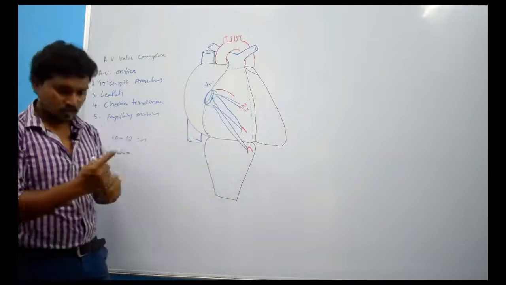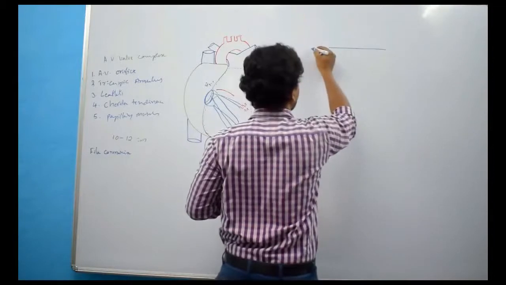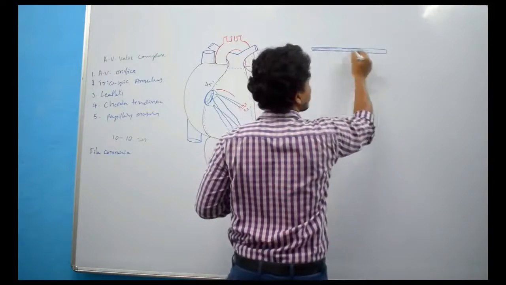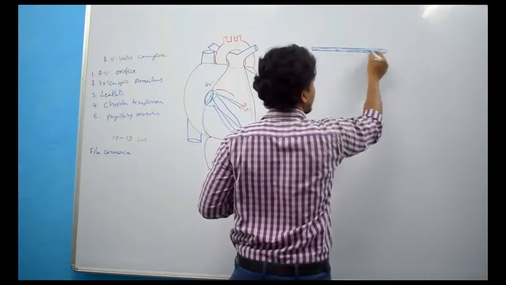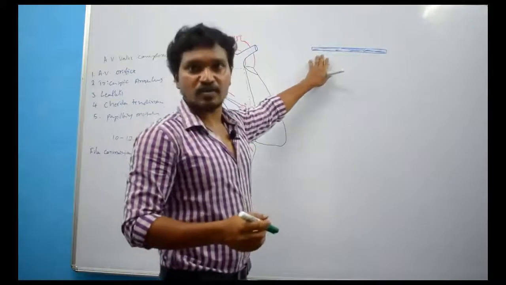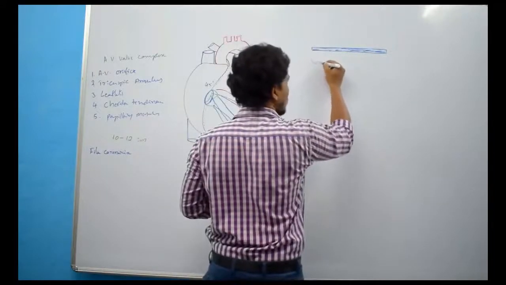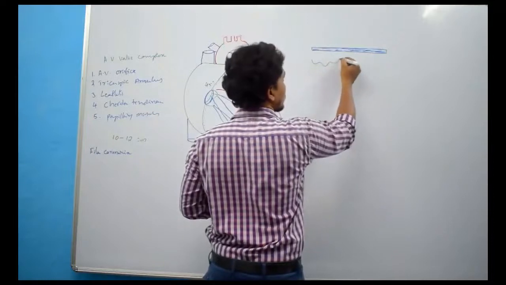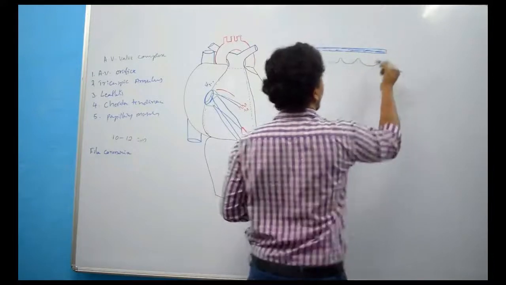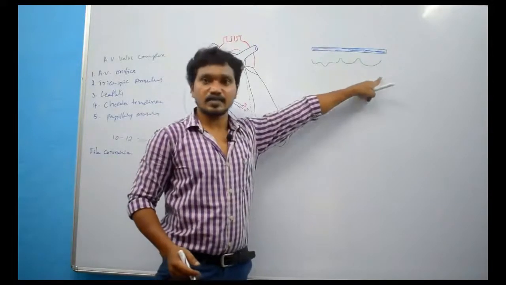Is it okay? So this is the annulus. It is made up of collagen tissue, which you know already. Then to this annulus there will be attachment of leaflets. This is the posterior leaflet, here the septal leaflet and here the anterior leaflet. Posterior leaflet, septal leaflet and anterior leaflet.